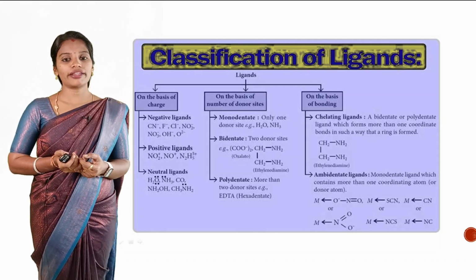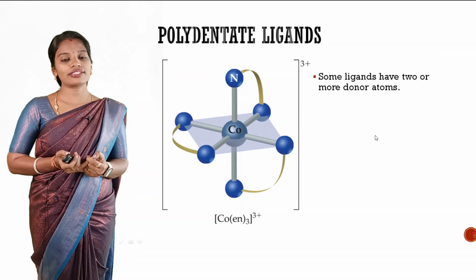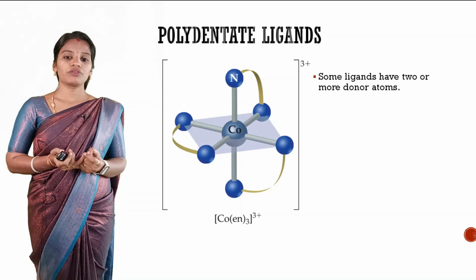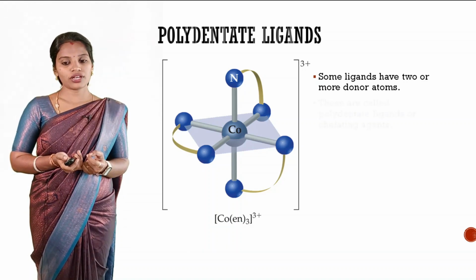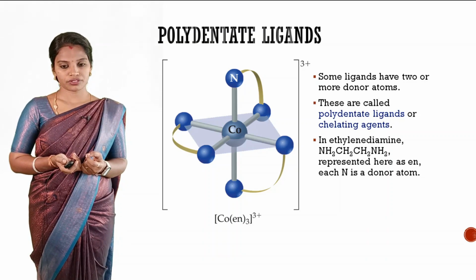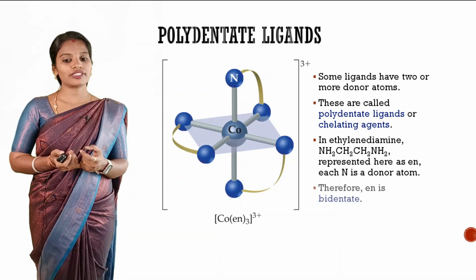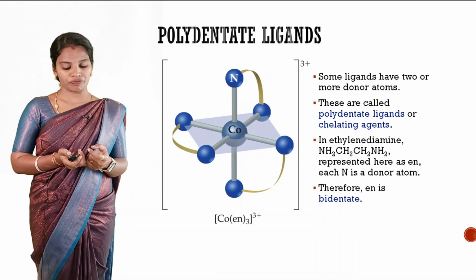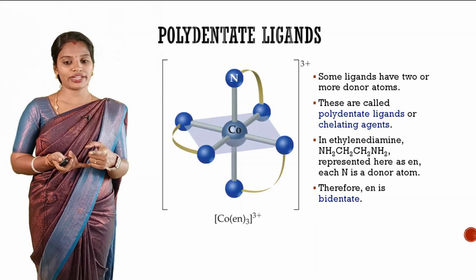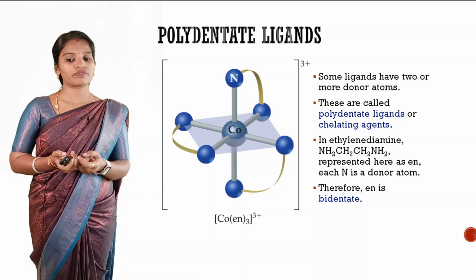So let's see about polydentate ligand. So for polydentate ligand, as I told you, the example is ethylene diamine tetraacetate. So look at the example, tris ethylene diamine cobalt complex. Therefore, ethylene diamine is an example for bidentate. And look at the example here, cobalt EDTA complex.